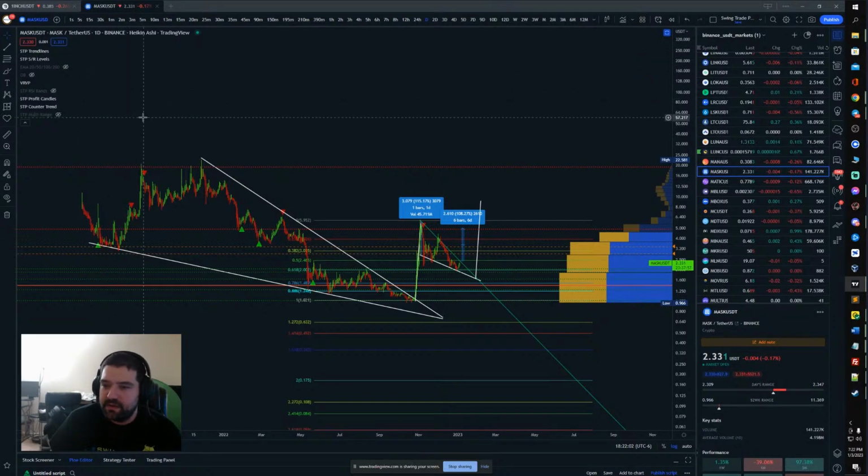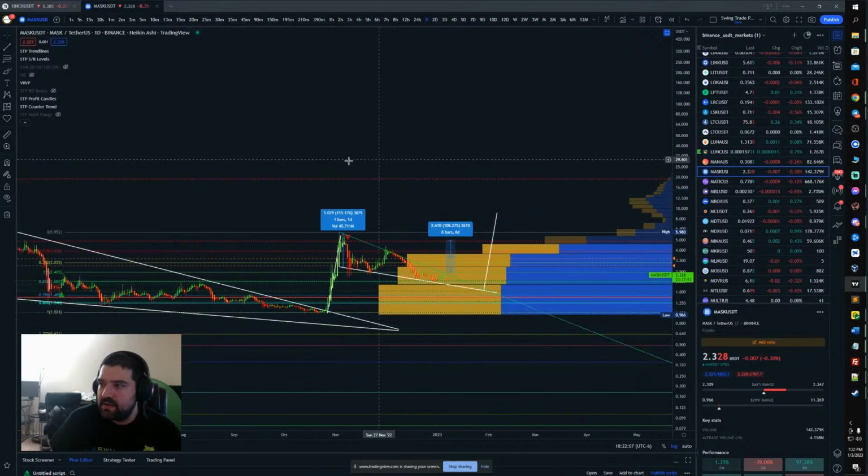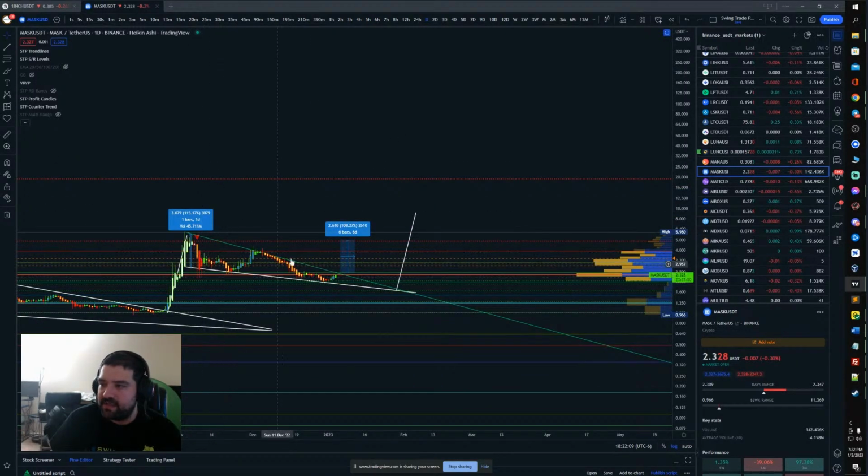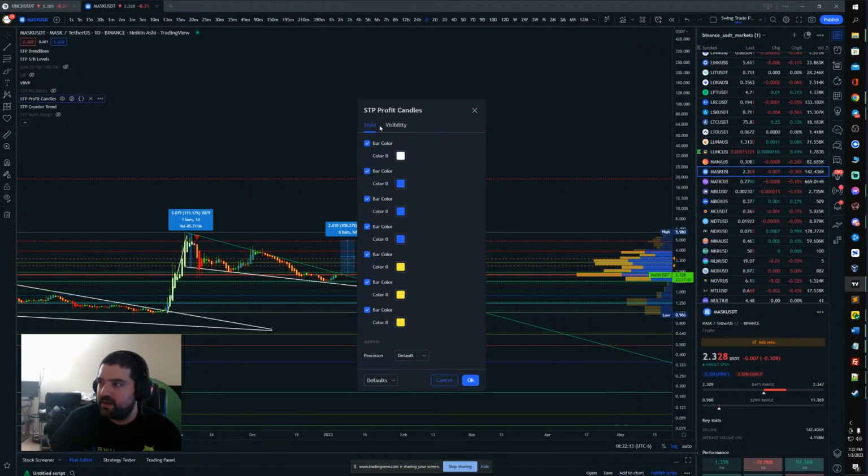I think the yellow green one, this is the buy sell zone indicator. We're actually renaming it. We're going to call it the STP profit candles.